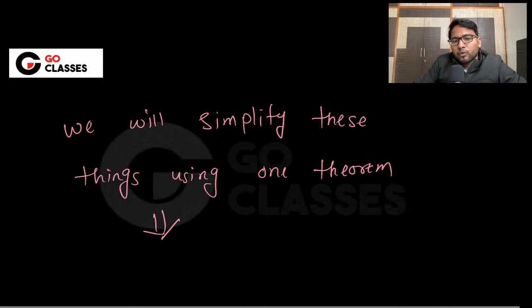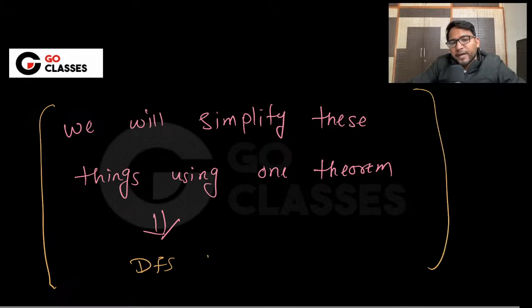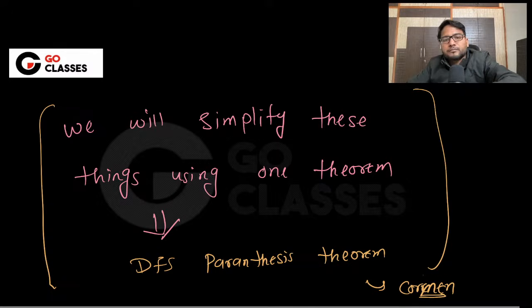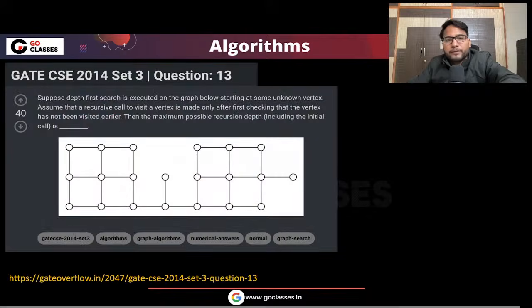Can anyone tell me the theorem name? Can you write it in the chat box? What is the theorem name which can relate all of this? It is called the DFS Parenthesis Theorem. It is given in Cormen. We will see this theorem, don't worry. But before that, let's just solve this question.